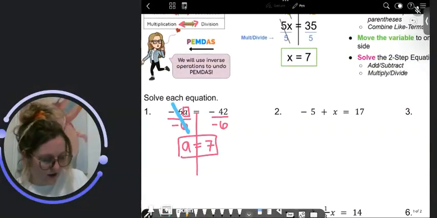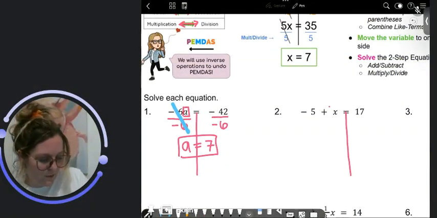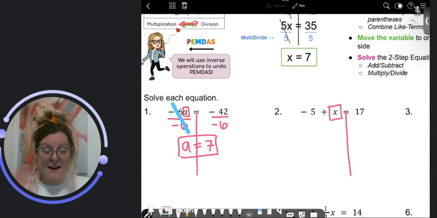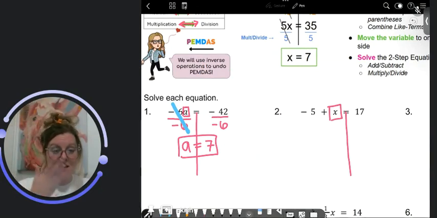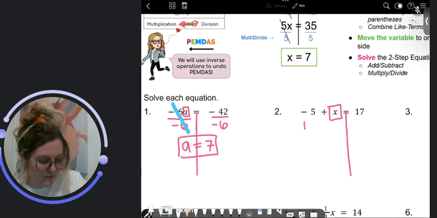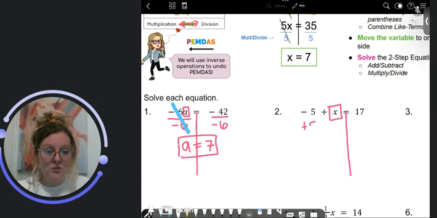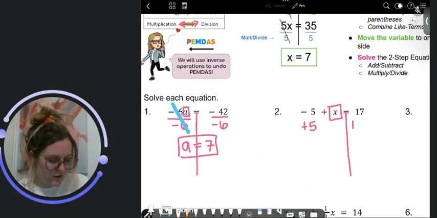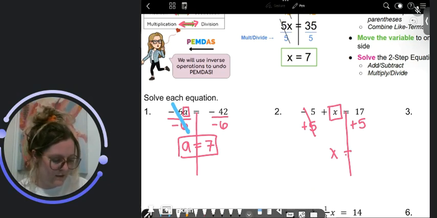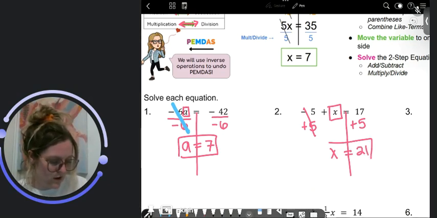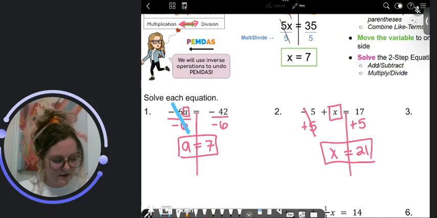Again, we're going to draw our line from our equal sign. I'm putting a box around x. And now we're looking at the negative 5. Right now it's a minus, so we need to undo it by adding 5. If I do it to the left of the equal sign, I also have to do it to the right. On the left, they are going to cancel, so I have an x. On the right, I'm going to add them together, and I get 21. All right, moving on to the next one.